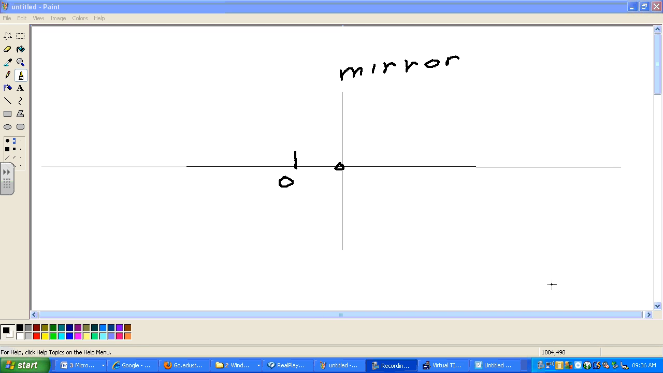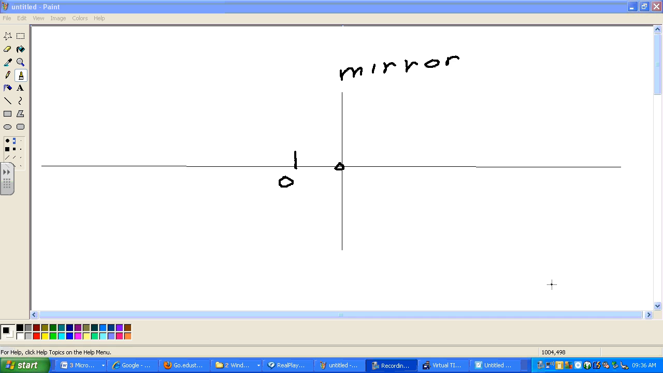So we've made the principal axis. We've made where the mirror is going to go. We've made a distance 10 centimeters for the object. And then we need to mark the focal distance, and we need to mark the center of curvature.